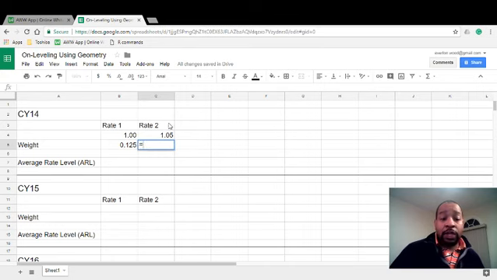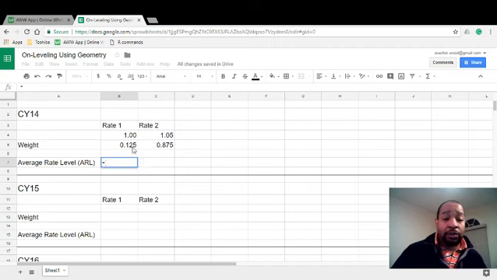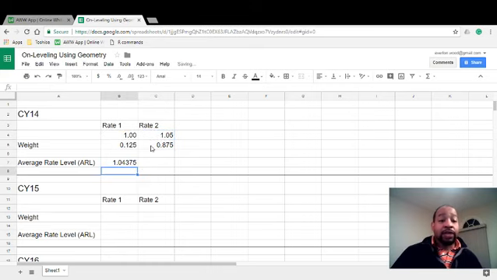So I can do equals 1 minus the base of that triangle times the height times 1/2, and I'm going to get 0.875. The average rate, therefore, for that particular calendar year is simply going to be equal to this rate times the weight that we just calculated plus the second rate times the weight that we just calculated. And so you have an average rate level of 1.04375 or 4.375% for calendar year 14.